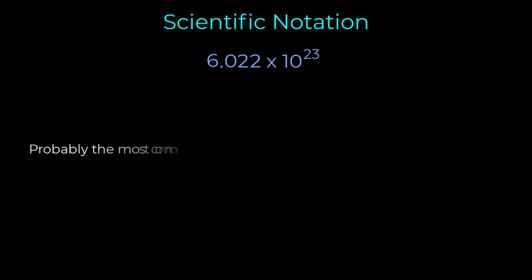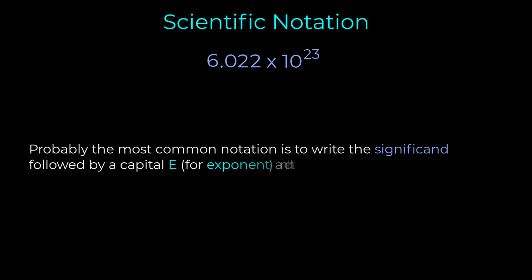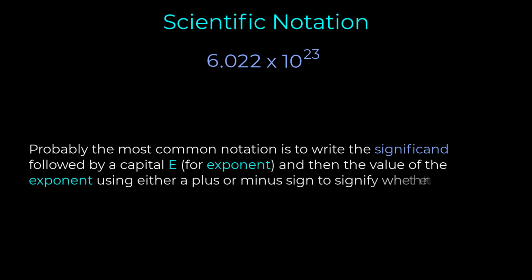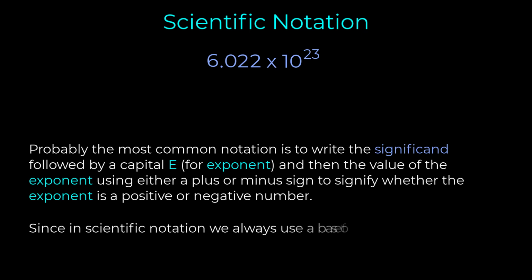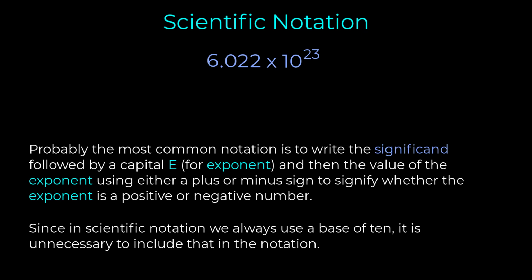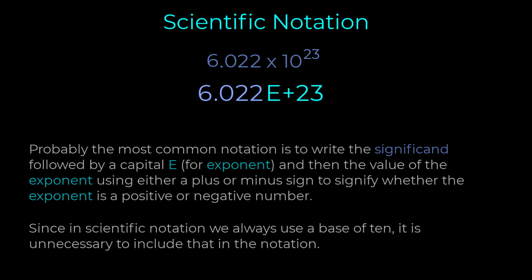Probably the most common notation is to write the significand followed by a capital E for exponent, and then the value of the exponent, using either a plus or minus sign to signify whether the exponent is a positive or negative number. Since in scientific notation we always use a base of 10, it is unnecessary to include that in the notation. Here we have a common scientific notation for Avogadro's number.